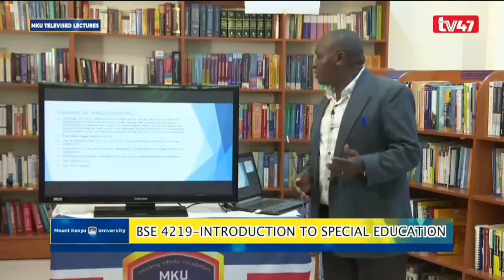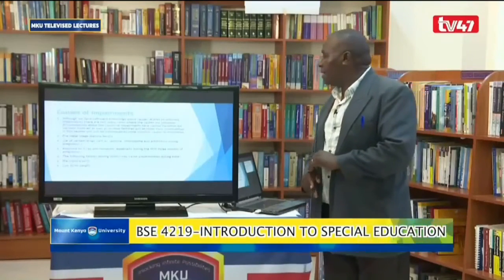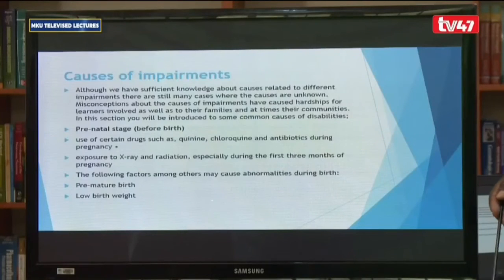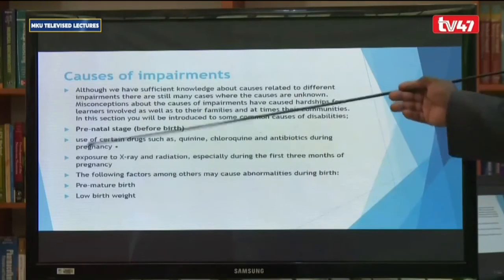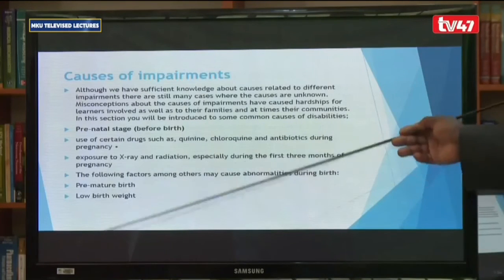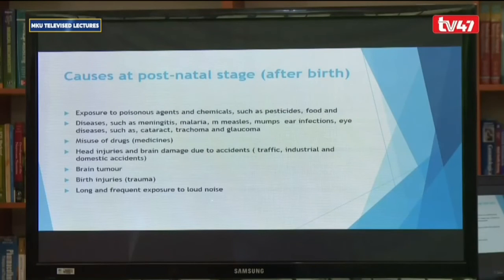Then let's see causes of impairments. We have different causes of impairments here. We have prenatal causes of impairments. These are causes which may cause a disability before birth, and these are like use of drugs and also exposure to X-rays, also premature birth, low birth weight, and even poor diet may lead a child to be born with a disability. And then we have also exposure to poisons.